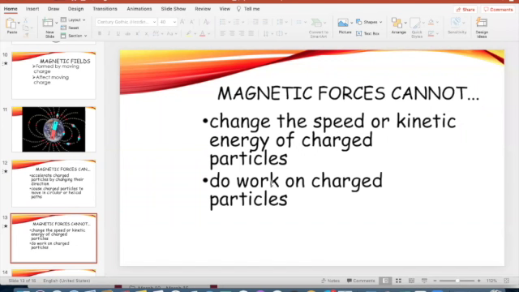Magnetic forces cannot do work on charged particles. If you remember, work is force exerted over a certain distance. So magnetic forces cannot do work over certain distances on charged particles. It can change the direction, but it can't do work on that charged particle.